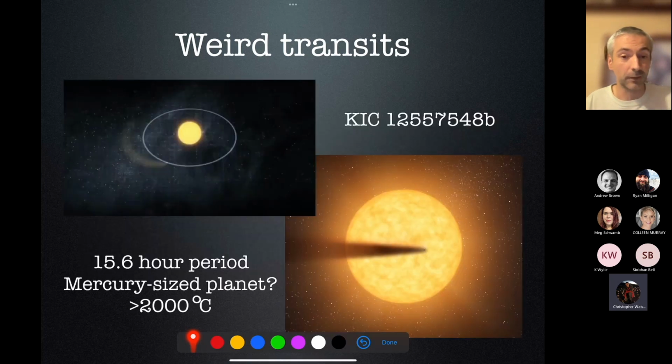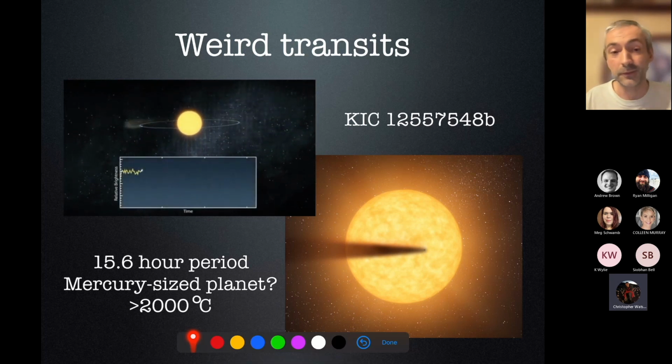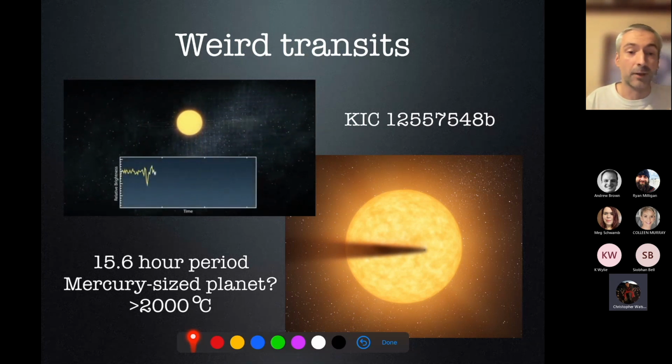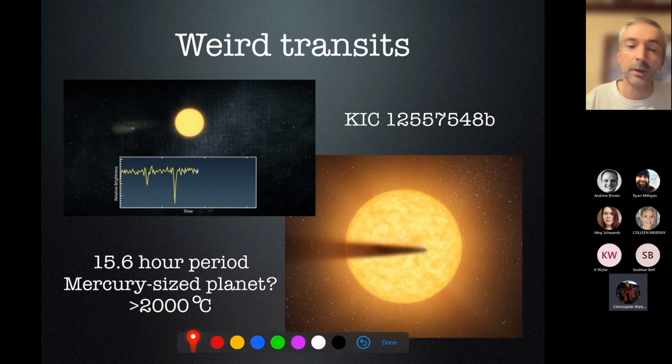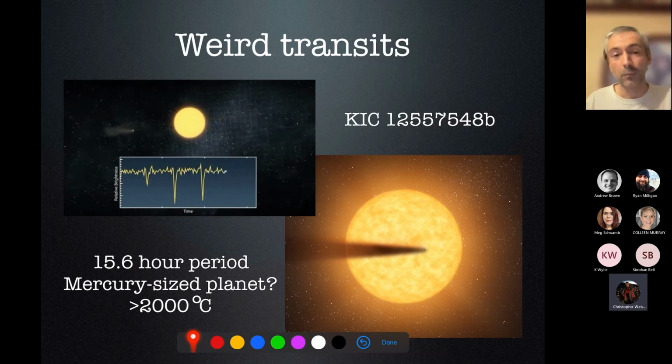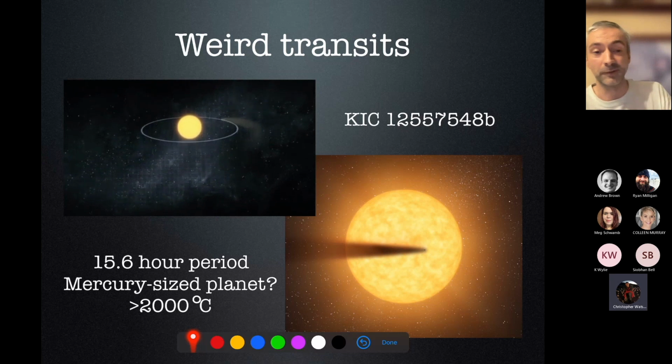What we actually think is going on in this case is we have a small planet. This thing repeats every 15 and a half hours. What we think, and hopefully you can see this, is we have a very small planet, probably the size of Mercury. We can't see it. But because of the short orbital period, it's been ripped apart. And what you're actually seeing is dust. It almost looks like a comet that's going around the star system.